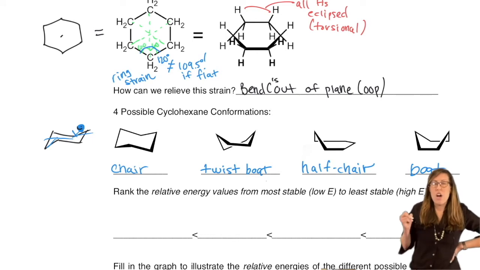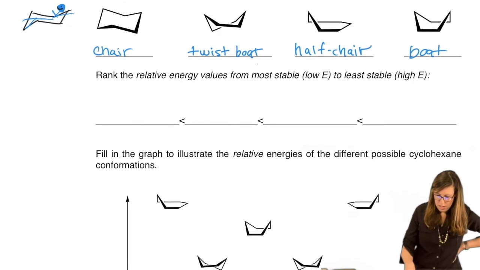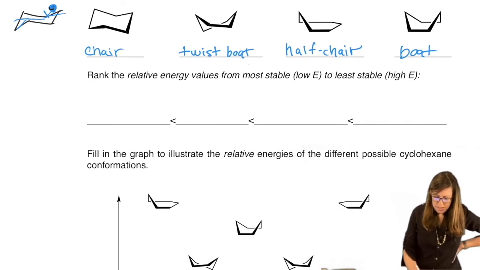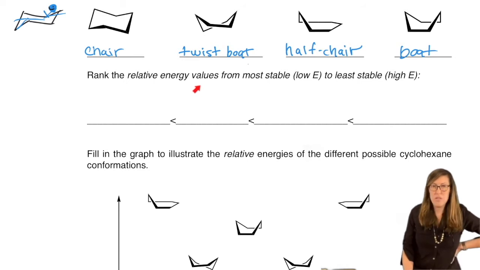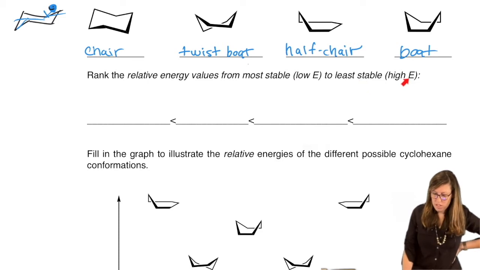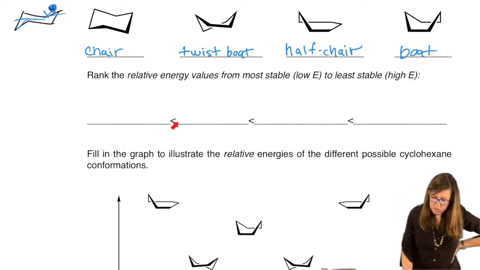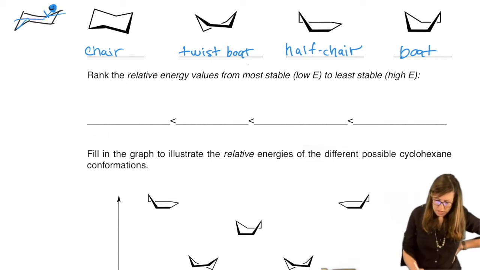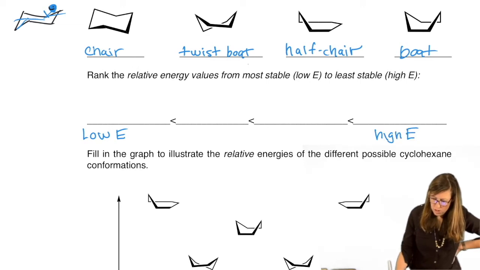Energy-wise, alternating is always the best in terms of most favorable. So when you read a question about ranking, read it very carefully because it's easy to reverse the trend. Rank the relative energy values from most stable, which means low energy, to least stable, high energy. Since we're doing these less than symbols, I'm going to write low energy down here to emphasize that, to high energy. Low energy means most stable. High energy means least stable.